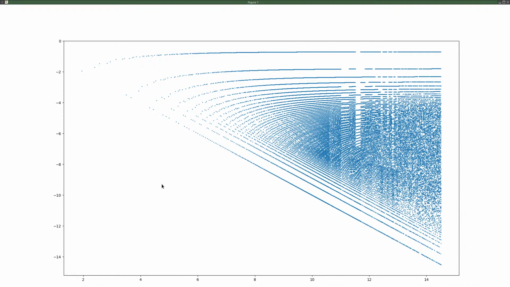It's definitely a nice picture though. I like it. It is a nice picture. But I have no clue what I'm looking at.